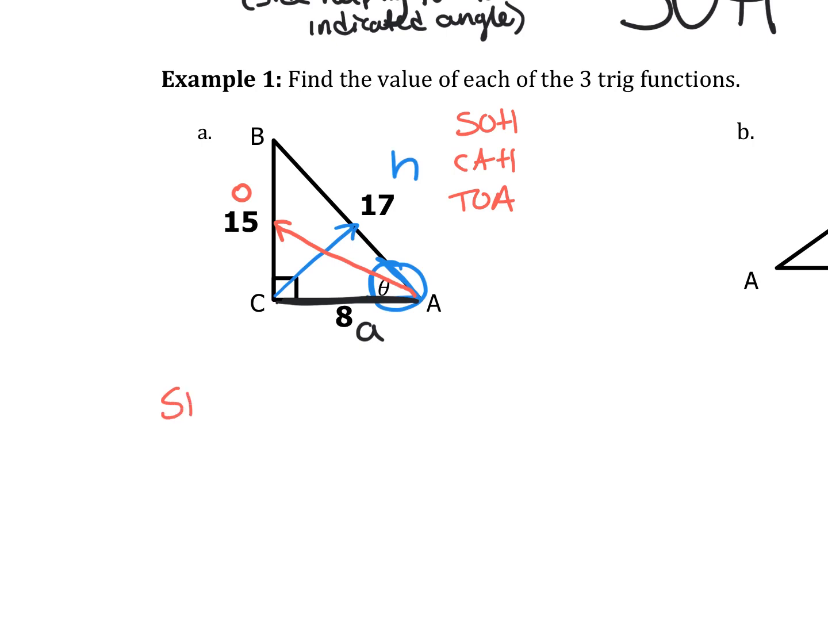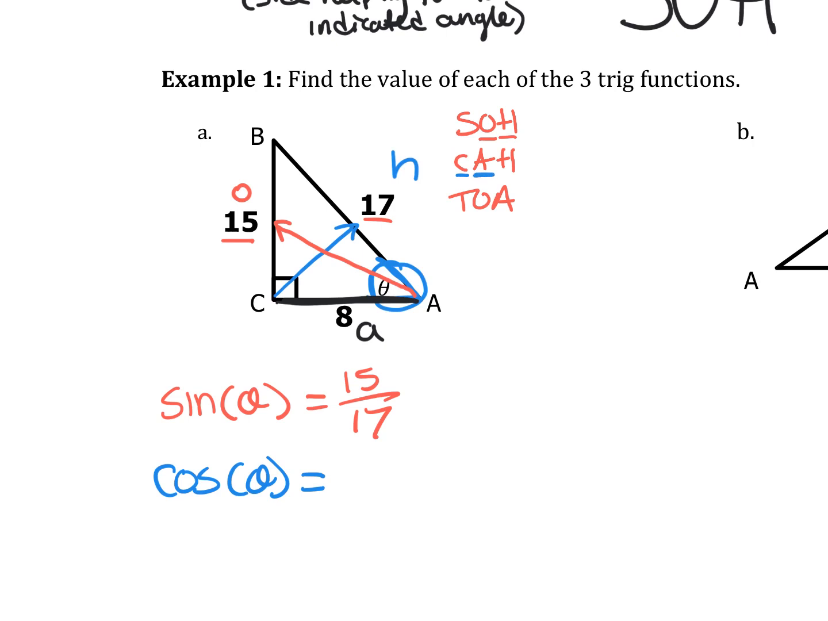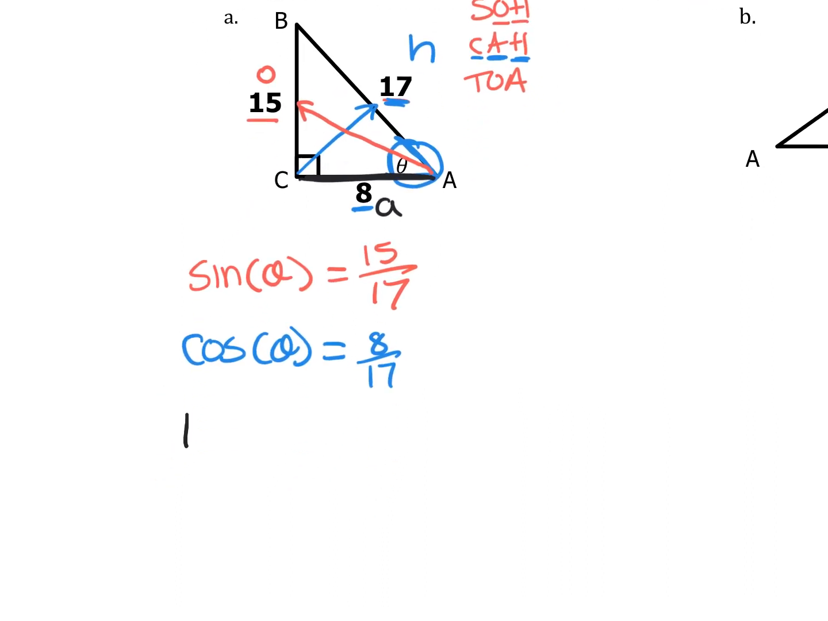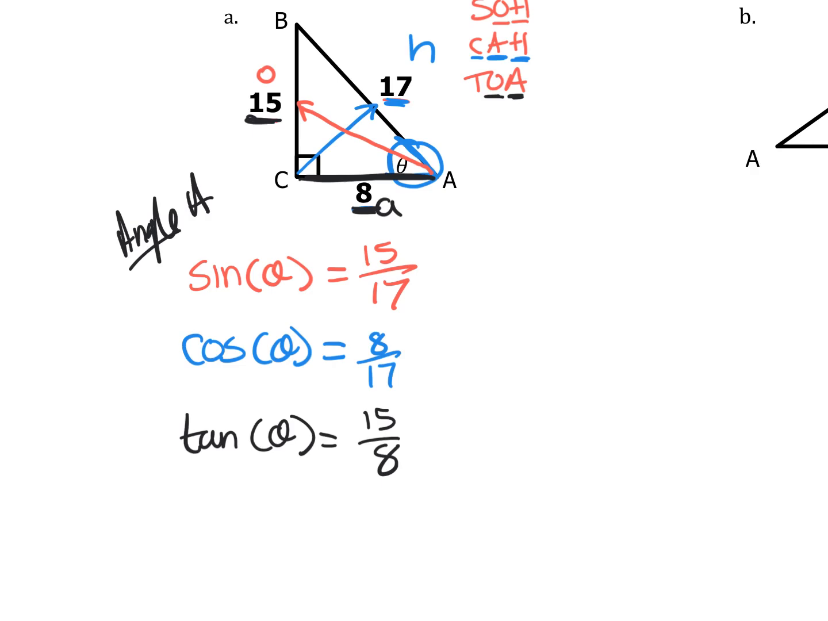So sine of theta is going to equal the opposite over hypotenuse, so 15 over 17. Then cosine of theta is adjacent over hypotenuse, so 8 over 17. And then tangent of theta is opposite over adjacent, so 15 over 8. Okay, so this is all for angle A, when angle A was the angle that we're talking about.